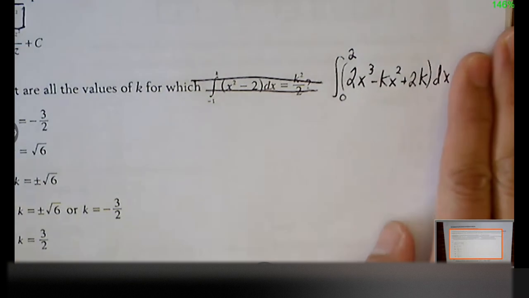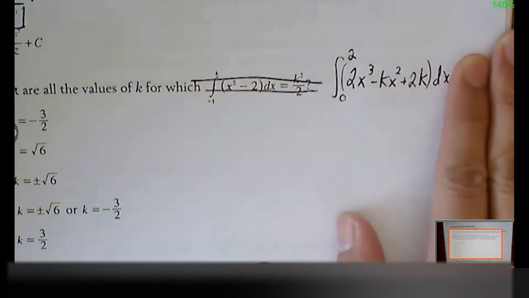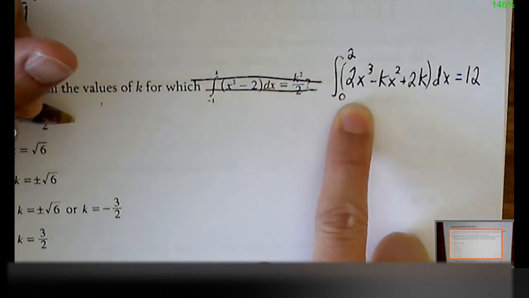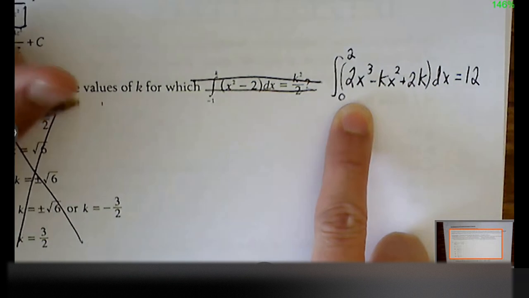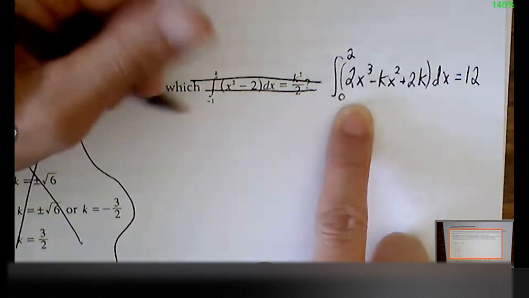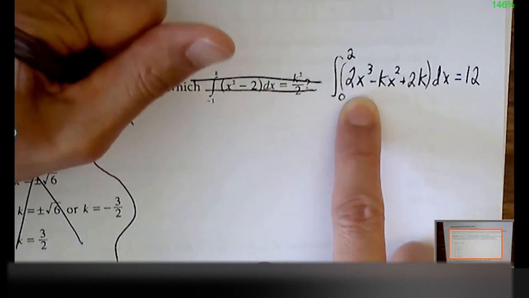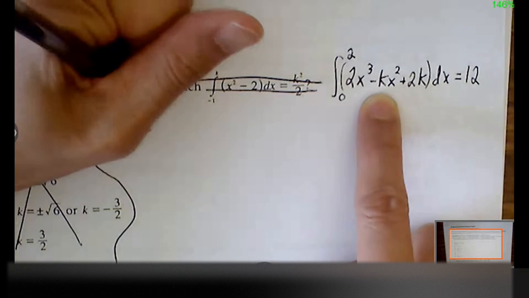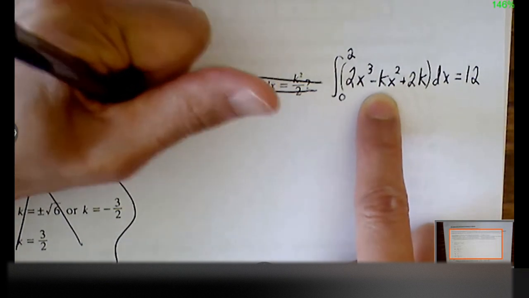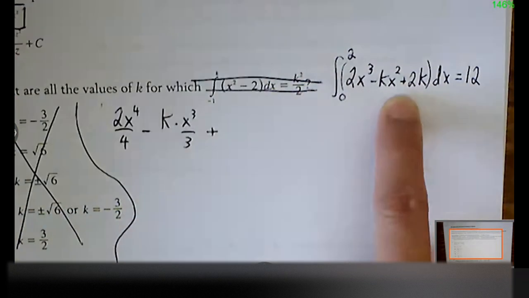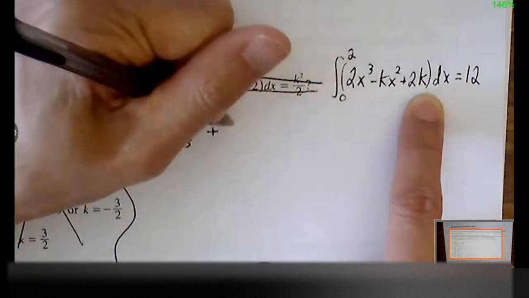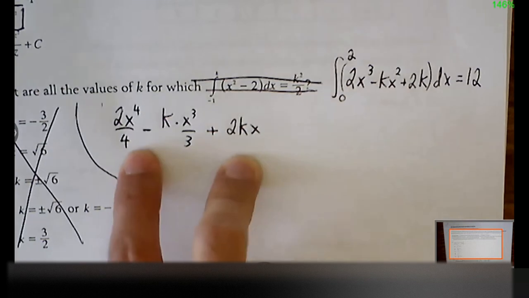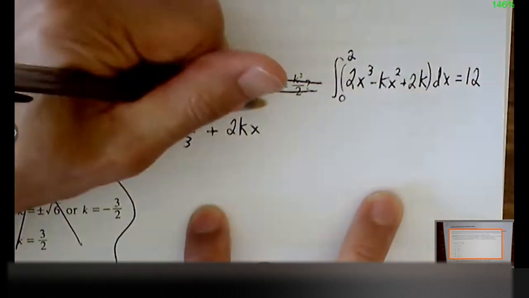Okay, so I'm just going to focus on the left side, just going to apply power rule, and then we can work in the bounds later. So power rule, and these answer choices are not valid as well. Right, so power rule: 2x to the 4th over 4. K is just the coefficient, so x cubed over 3. 2k are coefficients, so just 2kx. Once we find our antiderivative, we can then work in the bounds.